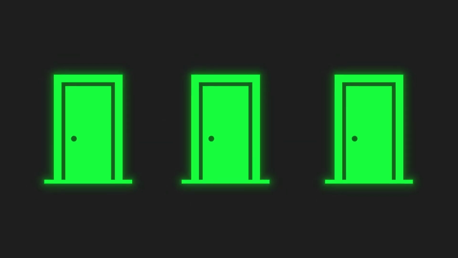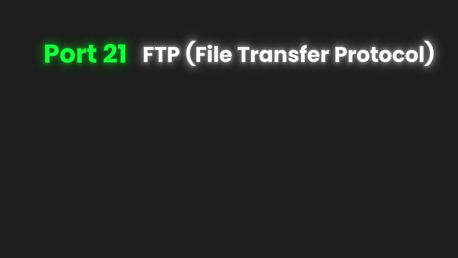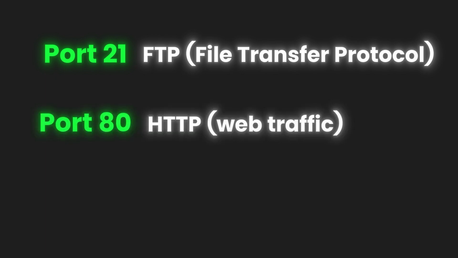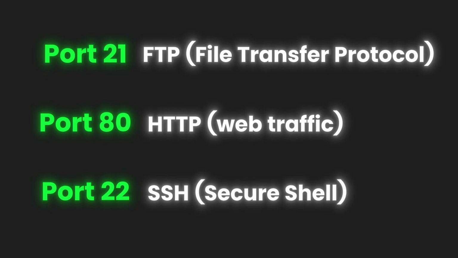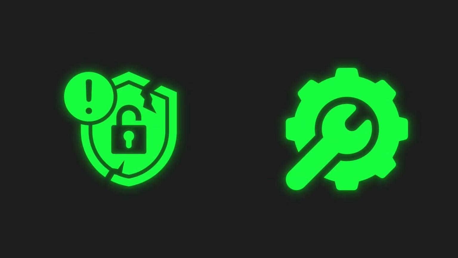Understanding ports and services. Ports are like doors to a building. Each door leads to a different service or application running on the machine. Knowing which ports are open and what services they run is crucial for understanding the target's attack surface. For example, port 21 is commonly used for FTP, File Transfer Protocol, port 80 for HTTP, web traffic, and port 2222 for SSH, Secure Shell. Each of these services has its own set of vulnerabilities and configurations that we can exploit.